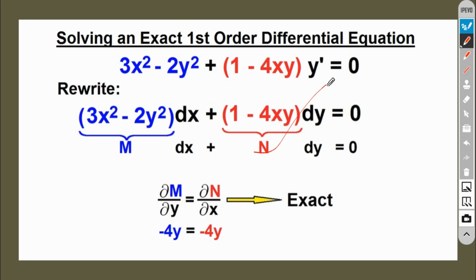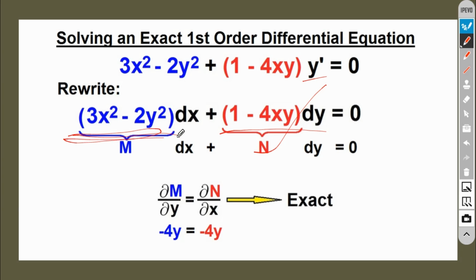Now you can see this example: 3x square minus 2y square plus 1 minus 4xy y prime is equal to 0. Here you can see 3x square minus 2y square, this is M, okay, and 1 minus 4xy, this is N, because we first convert y prime is equal to dy by dx.